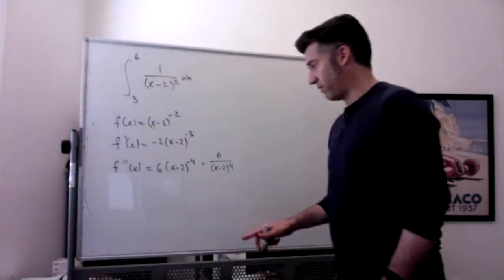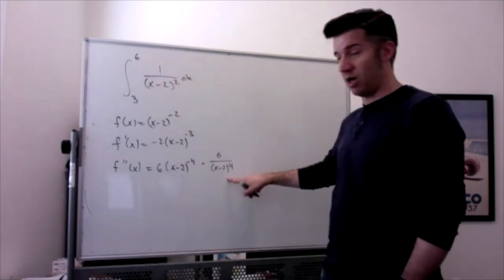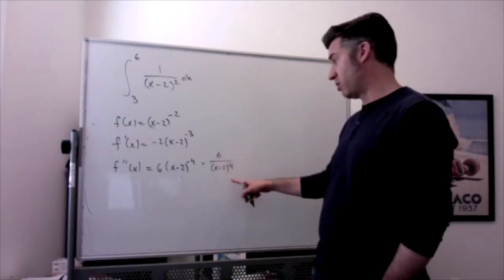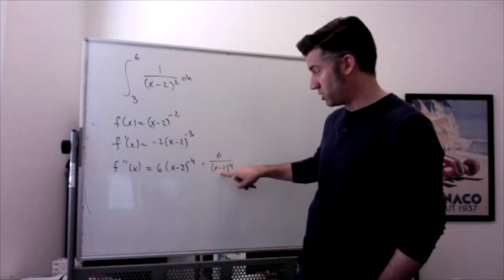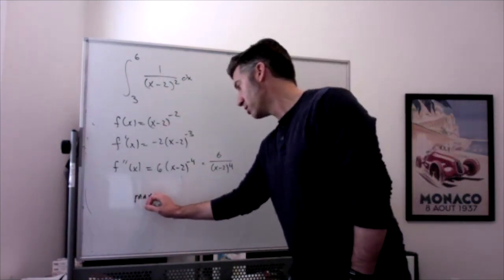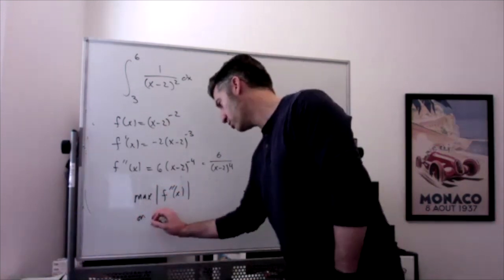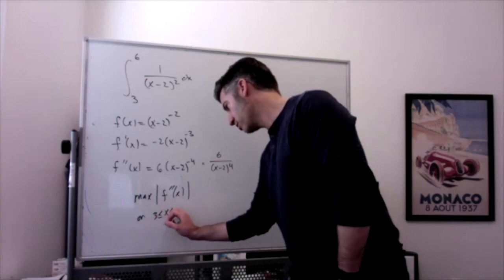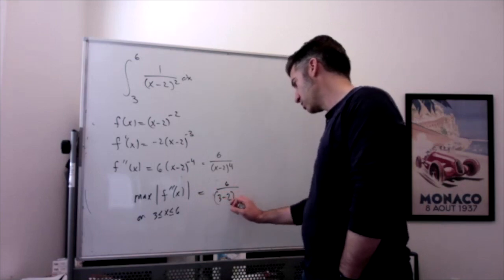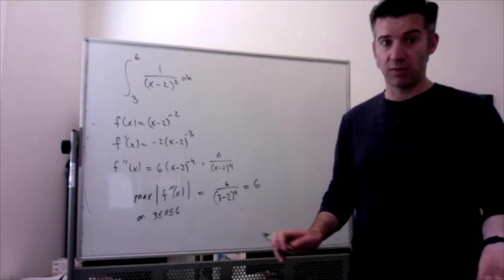And so then if you want to find the biggest this can be between 3 and 6, you want to make the denominator as small as possible. And to make the denominator as small as possible, you're going to pick the x value that's closest to 2, which is 3. So the maximum of the absolute value of f double prime on the interval where x is between 3 and 6 is going to be 6 over 3 minus 2 to the fourth, which is just 6. So sometimes it's much easier to see what the maximum of the second derivative is depending on the type of function.